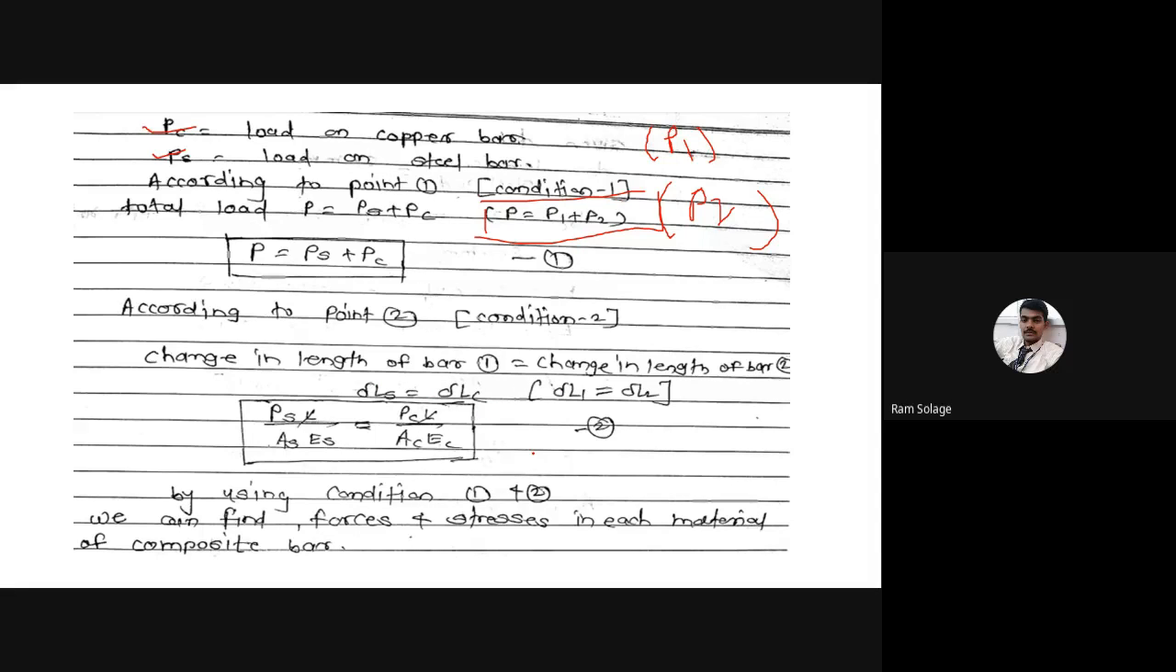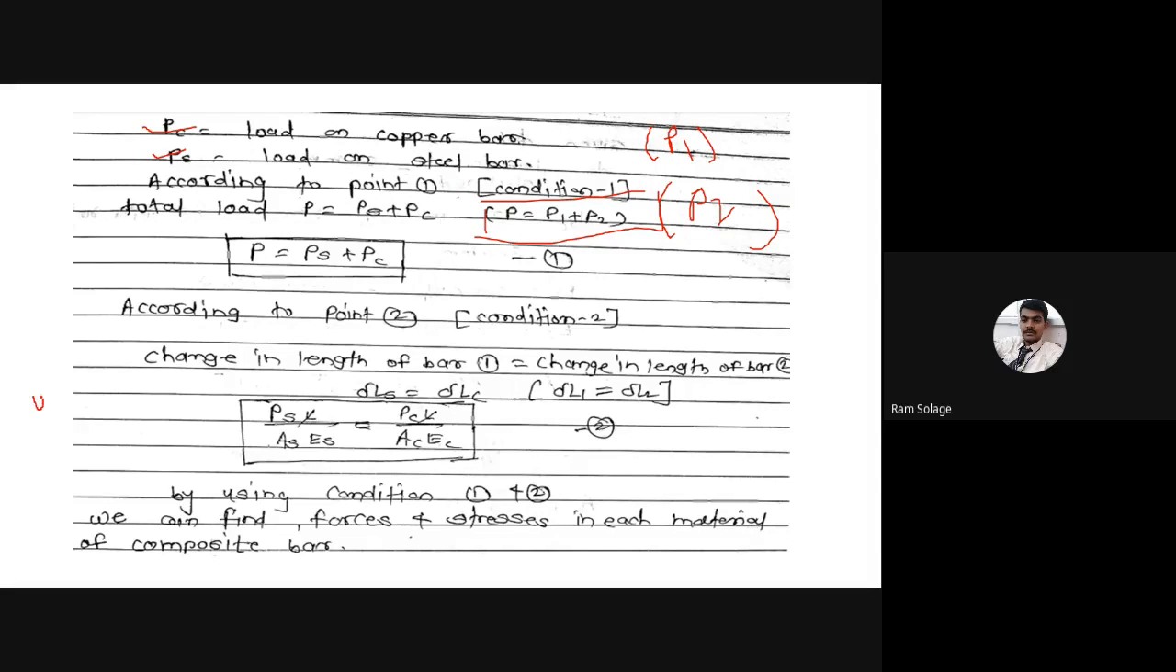Instead of delta LS, we have taken the length of steel rod and copper rod. Instead of delta LS and delta LC, we can write delta L1 is equal to delta L2. That is, the deformation of steel rod is equal to the deformation of copper rod. Write down equation number 2. Here we are putting the value.